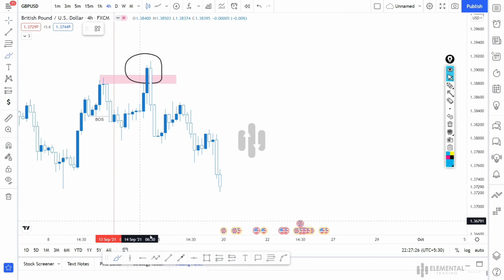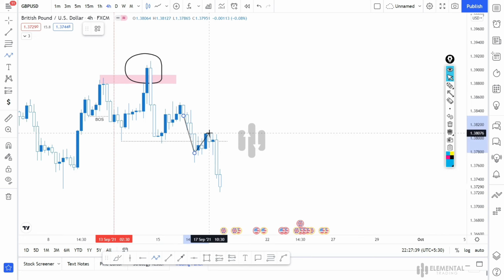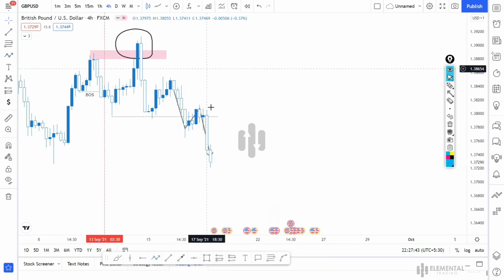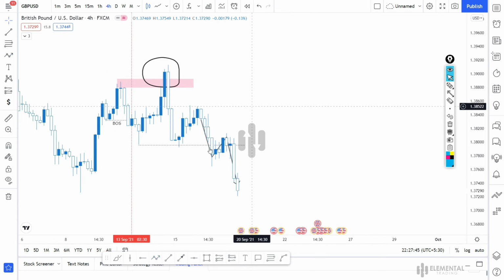Here we can see price again broke structure to the downward side. So this was the second trading opportunity in GBP USD. That is, price broke this structure low. Then it gave a retest of this area. So this break and retest was the trading opportunity that gave good confluences.